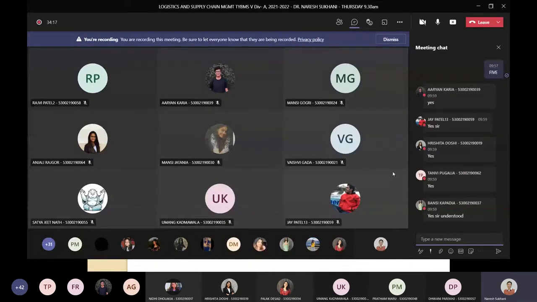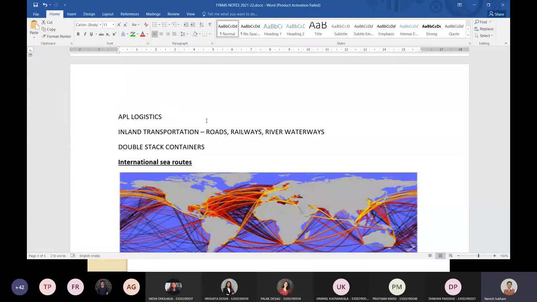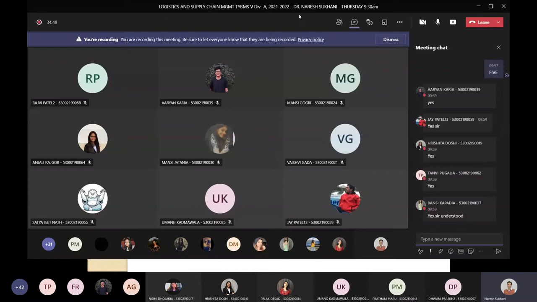All right, so this is important. We have covered upstream and downstream. Now is the time for APL Logistics, American President Lines. This is where you're going to see our first case study on how transportation of material is specifically done. The reason I've selected this case study is because of everything. Now we are a class of almost 60 students, out of which, as of now, 52 students are online.